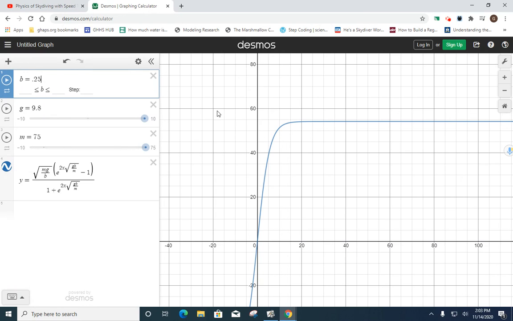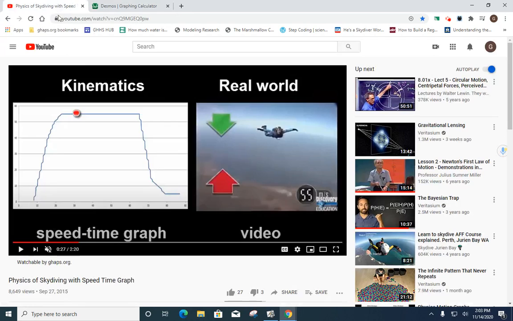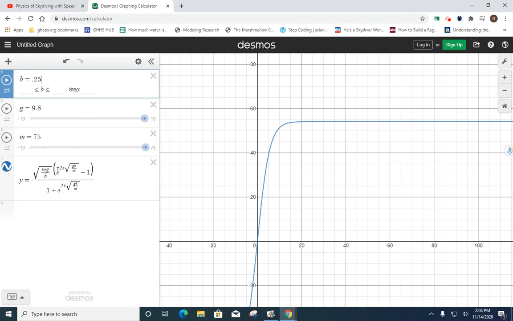And let's take a look at the time value. It looks like it takes in the neighborhood of 5, 10, 15, maybe 15-ish or so seconds for that person to get up to that speed. And if I come back here and look, they started around 8 seconds there, and they got to that terminal velocity at around maybe 22, 23. So it's about 15 seconds as we expected. So I would say that this equation correctly describes the velocity as a function of time for a skydiver.